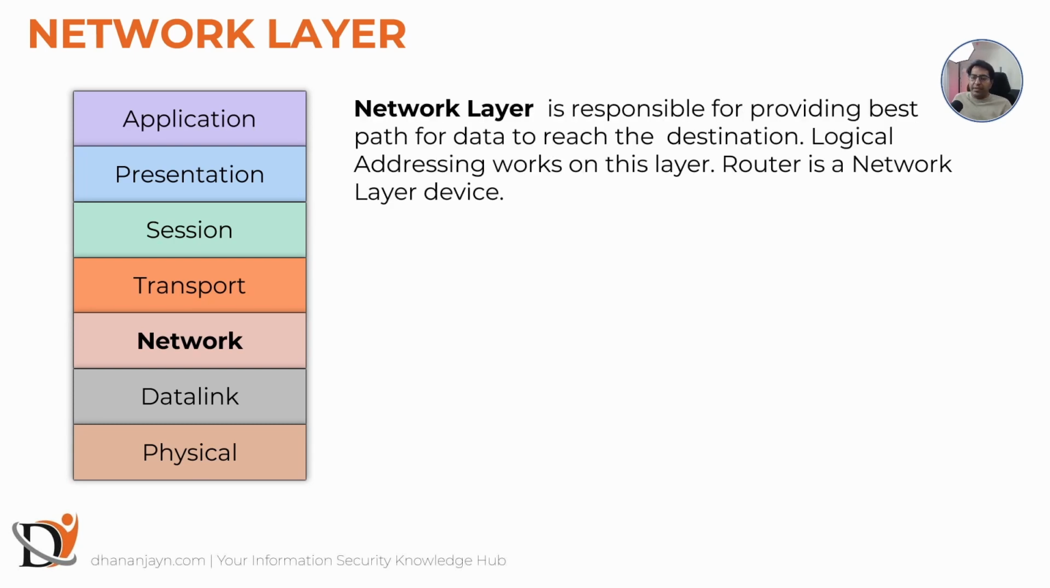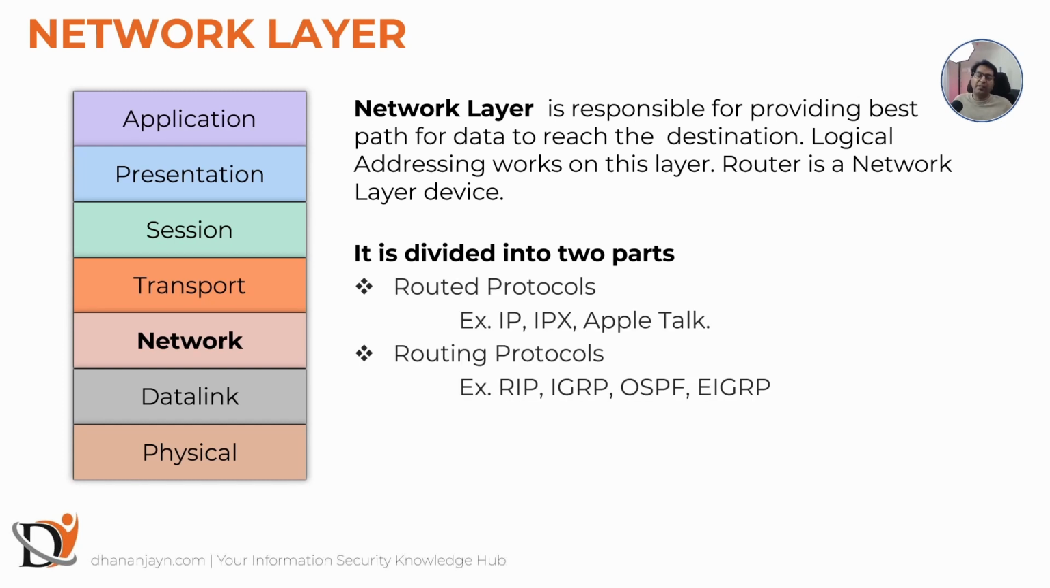So friends, network layer is responsible for providing the best path for data to reach the destination. So logical addressing works on this layer. So router is a network layer device which works at the network layer. It is primarily the protocols which are divided into two parts. One is the routed protocols and the other is the routing protocols.